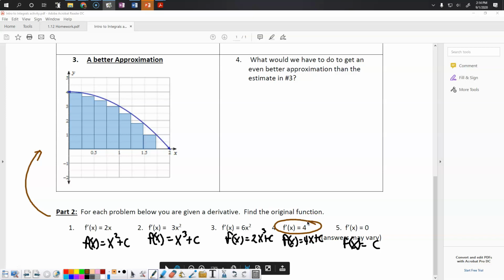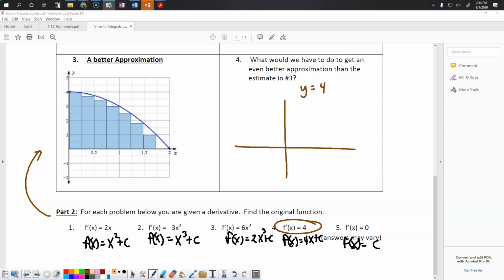Well, let's graph the line y equals 4. Let's graph that really quick. That's a horizontal line that is 4 units high. So the line y equals 4 looks like that. Now, let's say that I wanted to find the area between that line and the x-axis from 0 to 5.